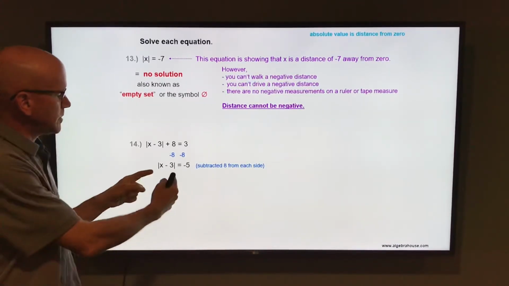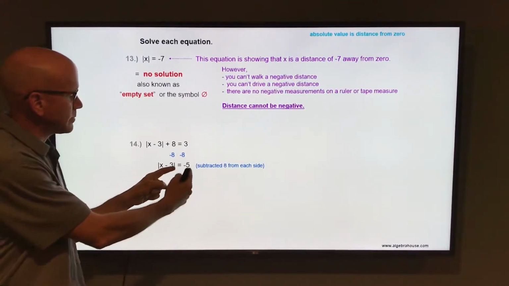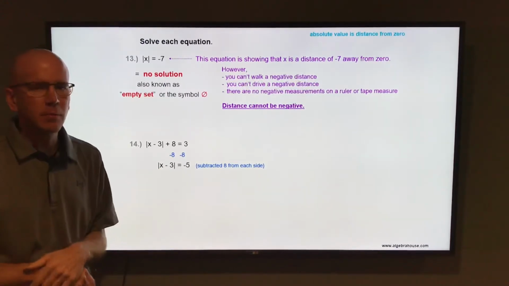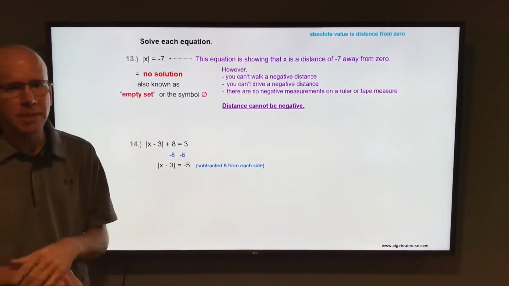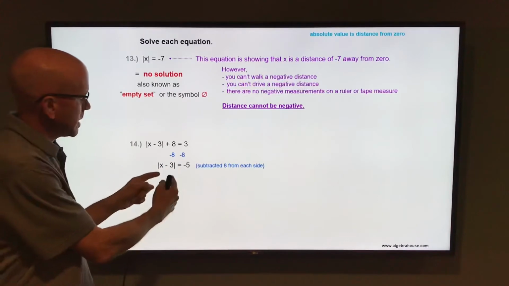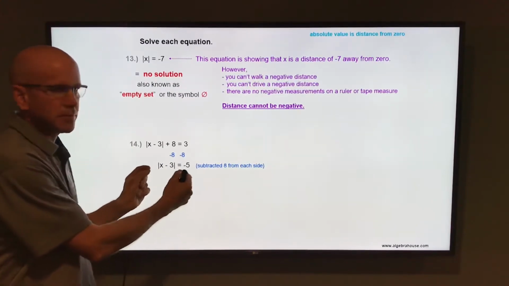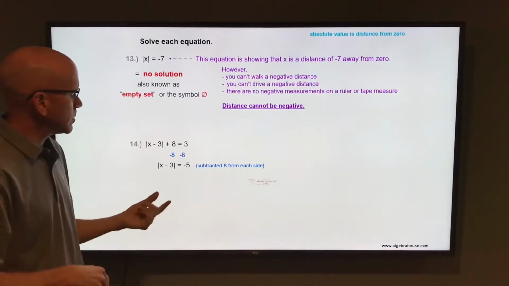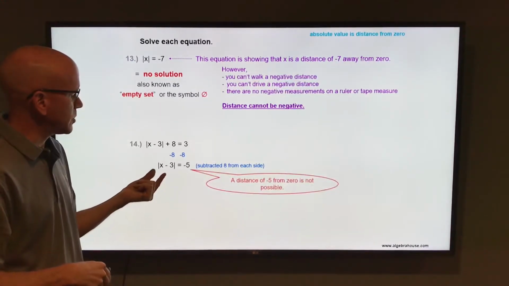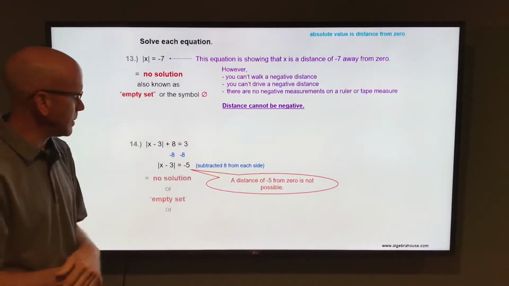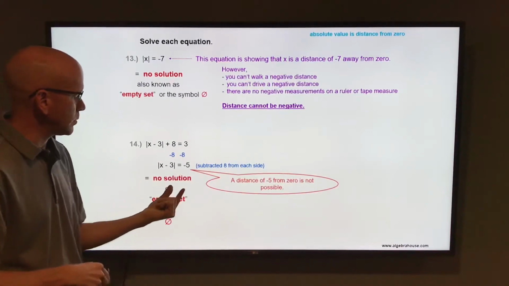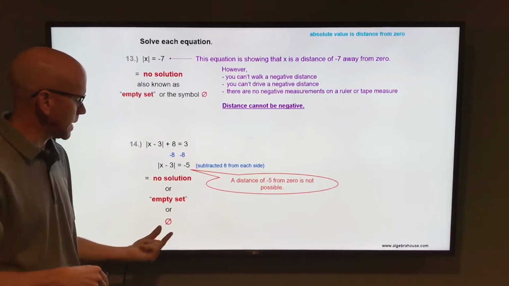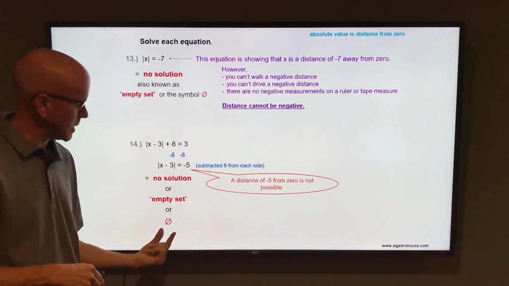So that's saying the distance that x minus 3 is from 0 is negative 5. Once again, distance cannot be negative. So saying that the distance that anything is from 0 is negative would be false. So there is no value for x that you can put in there to make that a true statement. So once again, we are saying no solution. You could say empty set, or you could represent it with this empty set symbol.